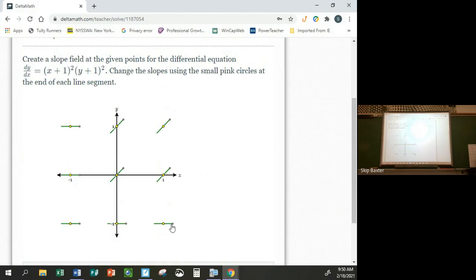So now I've narrowed it down so I only have 4 points to do it at, right? If I plug in 0, 0, it's definitely 1, so I can leave that one alone. If I substitute in 0, 1, that's going to give me 1 here and 4 here, right? So I just got to make it a little bit steeper.